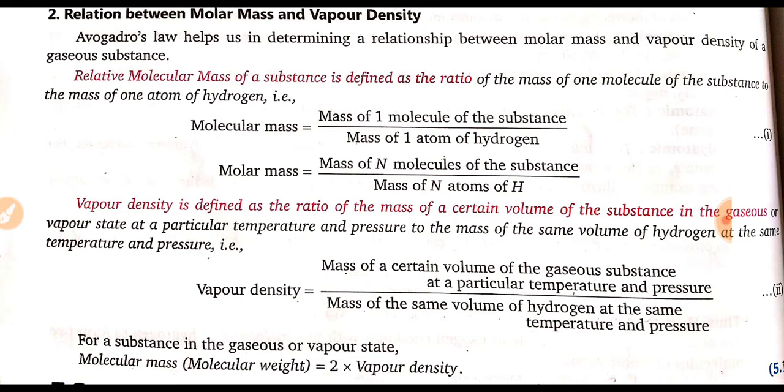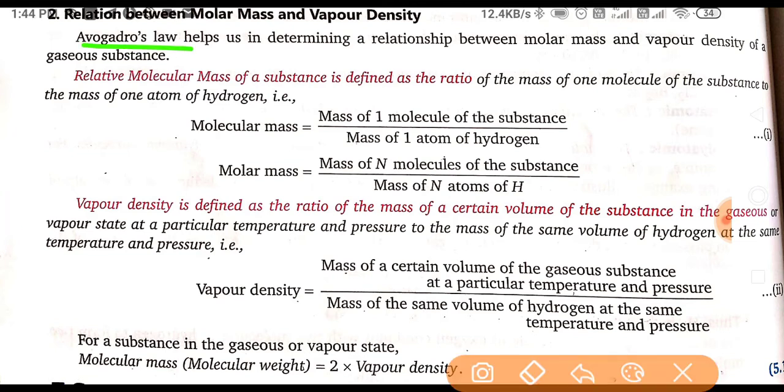So first we start with molar mass and vapor density. The first thing you read here is that Avogadro's law helps us in determining a relationship between molar mass and vapor density of a gaseous substance. So for this, you first have to be aware of Avogadro's law.